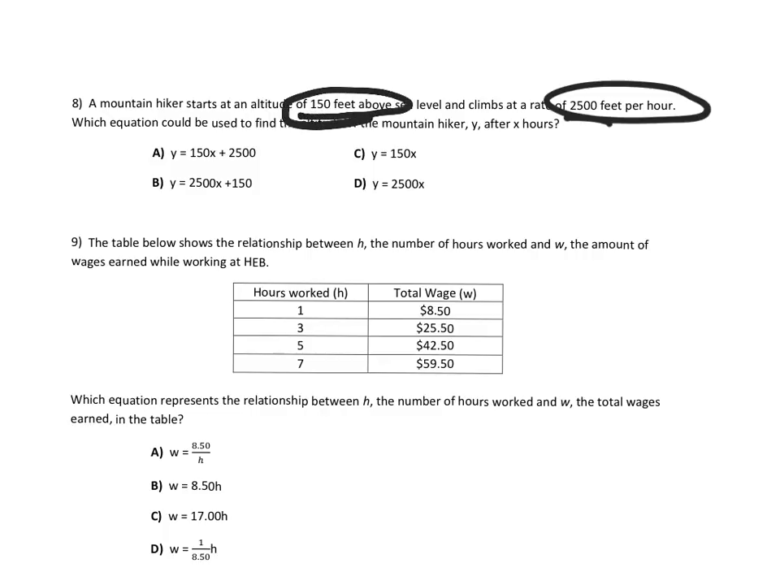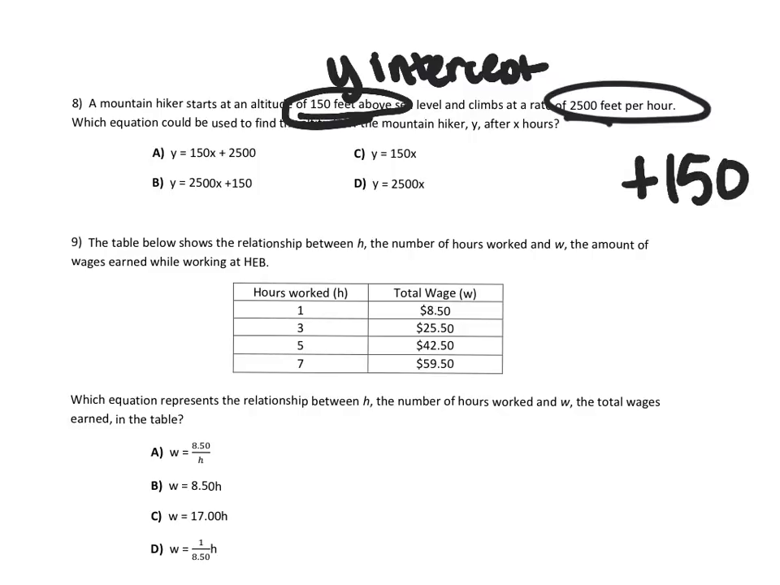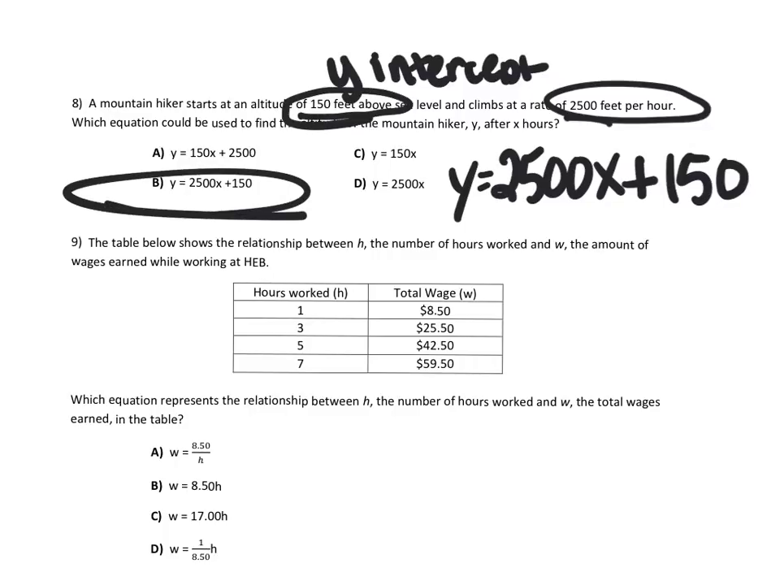150 feet above sea level. That's his y-intercept, guys. This is the y-intercept. That's what they're telling you. Okay? That's where he started. So it would be plus 150. And then 2,500 feet per hour is your m. So 2,500x. Okay? So 2,500x plus 150 is letter choice B.